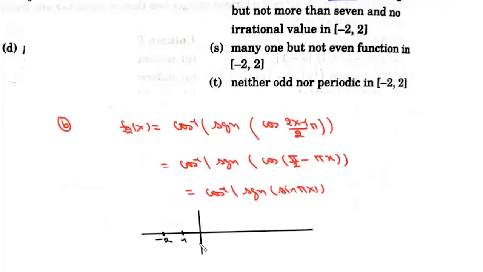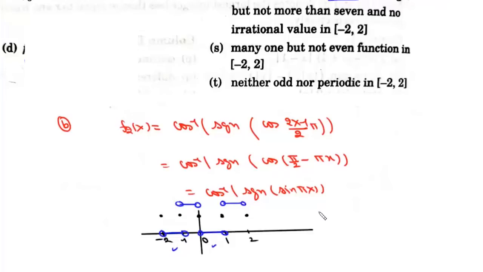Now this is minus 2, minus 1, 0, plus 1 and plus 2. Whenever x is an integer, sin n pi is 0, signum 0 is 0, and cos inverse 0 is pi by 2. At all these integer points, value is pi by 2. Now, when x lies between 0 and 1 and minus 2 and minus 1, sin pi x is positive. In that case, signum function is 1 and cos inverse 1 is 0. So in between these two, value is 0. And when x lies between minus 1 and 0 and 1 and 2, sin pi x is negative. And signum of negative function is minus 1. Cos inverse minus 1 is pi. So in that case, value of this function will be pi. So that is the graph of f2x.